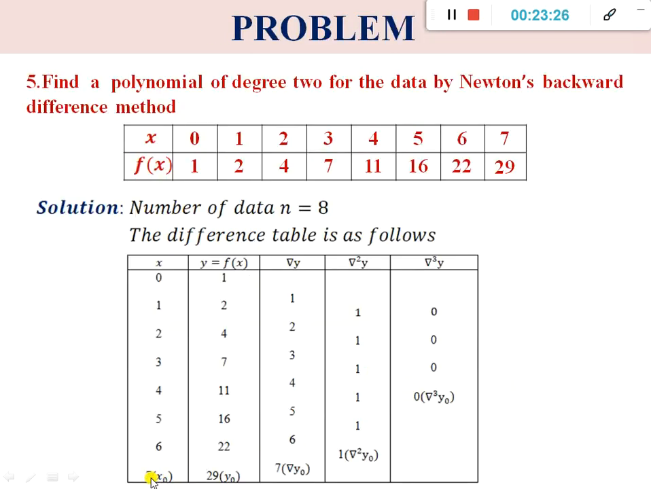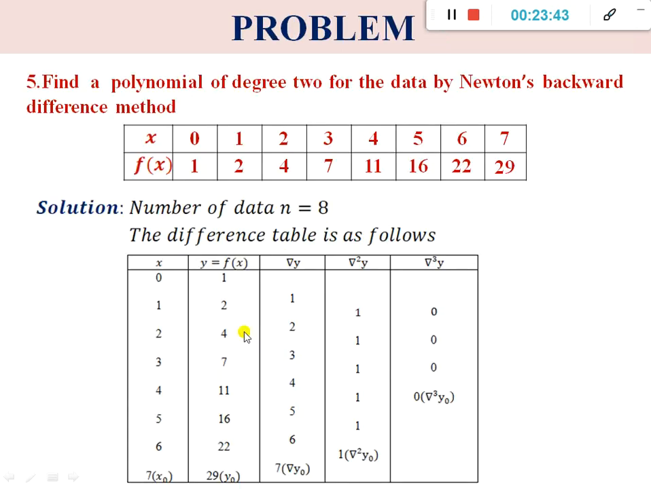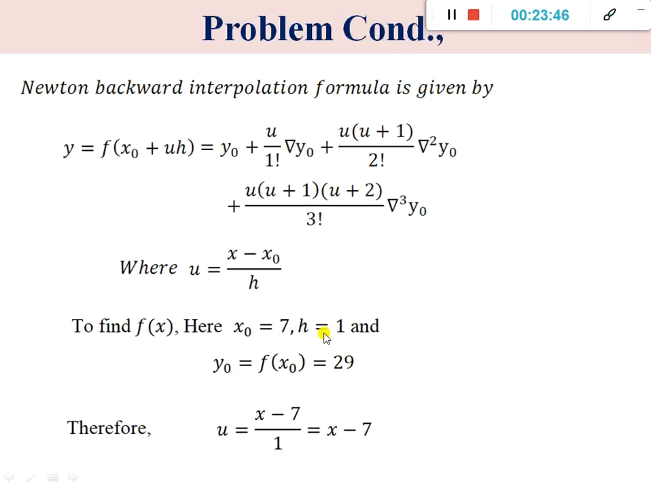So here the last value of x is x naught. The y naught value is 29, and the delta y naught value is 7. The delta square y naught value is 1. So we are developing the formula up to delta square. Here x naught is equal to the last value of x, that is 7, and h is the difference of x, that is 1, and y naught is 29, as seen on the previous slide. Therefore u is equal to x minus x naught by h, that gives x minus 7.